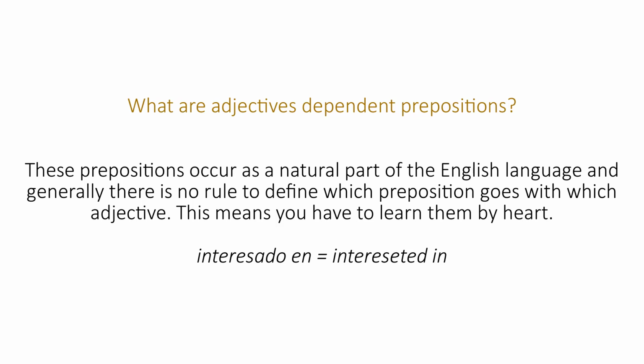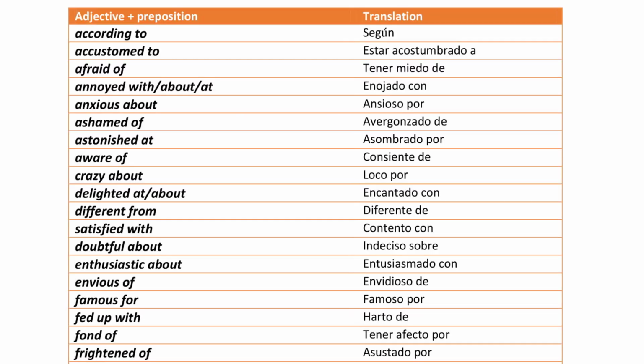So now that we have clear what adjectives and dependent prepositions are, let's have a look at the list of adjectives with dependent prepositions, okay? So adjectives followed by dependent prepositions. I'll just give you the adjective and the preposition, and then I'll give you the translation, all right? So firstly, according to. According to means según. So according to Chabi, the party is at 7 o'clock. Accustomed to.